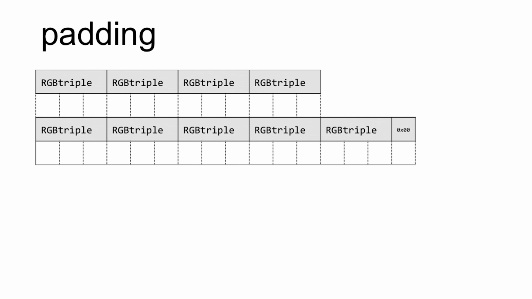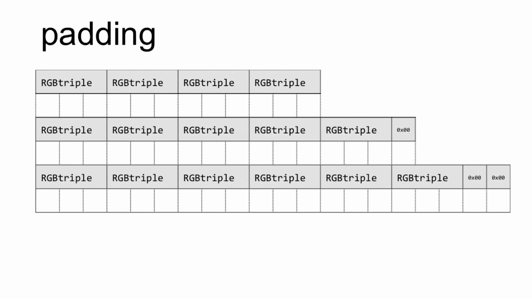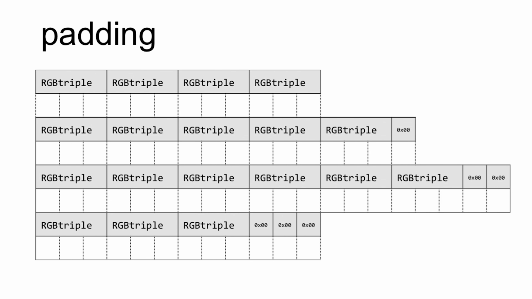Now instead, say in my scanline I had 5 RGB triples. Then 5 times 3 equals 15, so that's not a multiple of 4. In order to get to 16, the next multiple of 4, I need to add 1 byte of padding. Then if I have, say, 6 RGB triples, then the amount of padding that I have to add in order to get to a multiple of 4 bytes is 2. Lastly, in this example, if I have 3 RGB triples, then that's equivalent to 9 bytes. So to bump it up, I have to add 3 more bytes of padding.